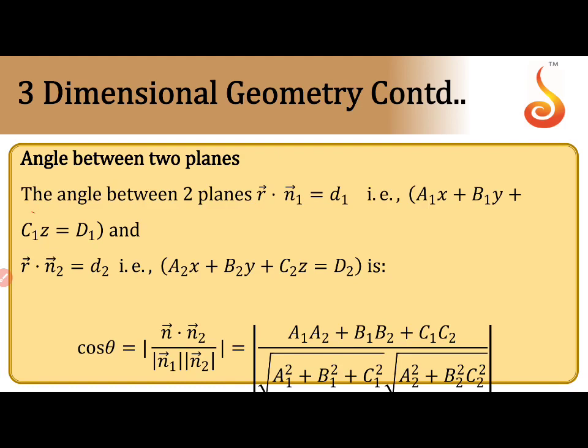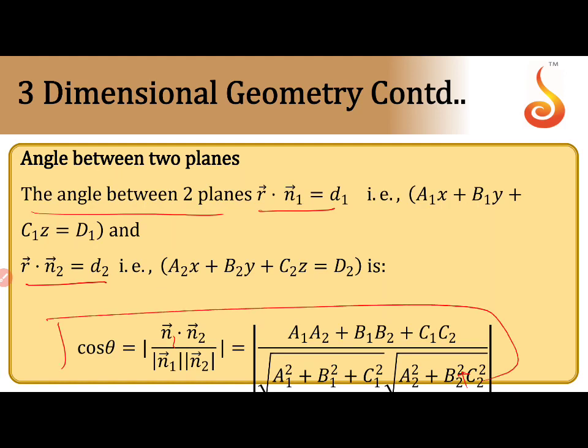Next, the angle between two planes r1 dot n1 equals d1, r2 dot n2 equals d2, or a1x plus b1y plus c1z plus d1 equals 0, a2x plus b2y plus c2z plus d2 equals 0, is cos theta equals n1 dot n2 by modulus n1 modulus n2. If you take the dot product, it is a1 a2 plus b1 b2 plus c1 c2 by root over a1 square plus b1 square plus c1 square into root over a2 square plus b2 square plus c2 square. Same as what you did for lines also.